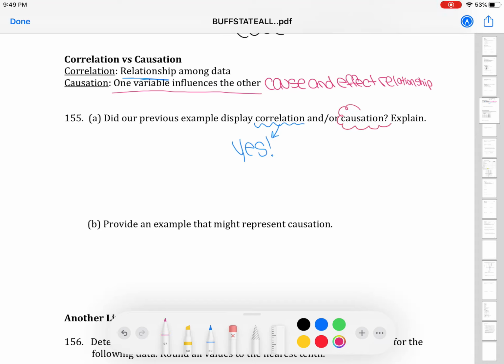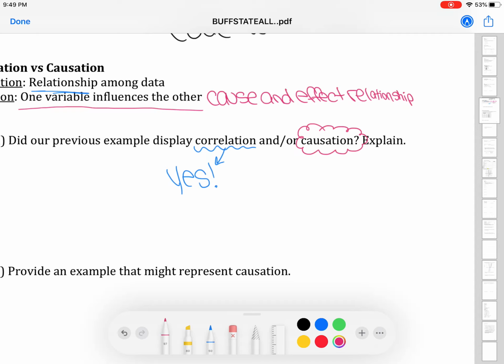Now, on the other hand, causation. Did one of our variables cause the other one to change? Did age cause your height to change? Think about it for a second. Okay. Did age cause height to change?